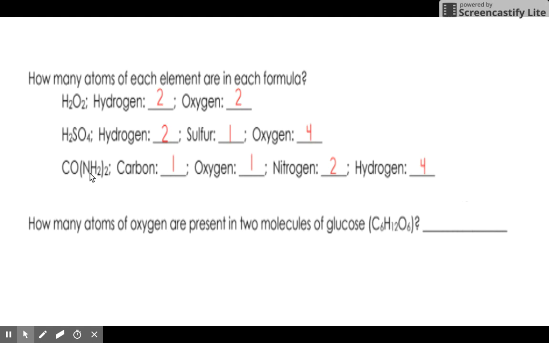Now let's answer this question on your own. How many atoms of oxygen are present in 2 molecules of glucose? So glucose right here does not have a coefficient. It only has 1. So you have to put the number 2 in the front. So all you're going to do is multiply 2 times everything in the chemical formula. And that should give you an answer of 12.